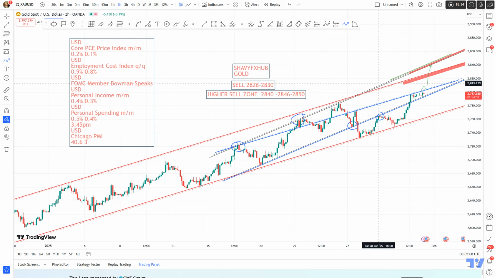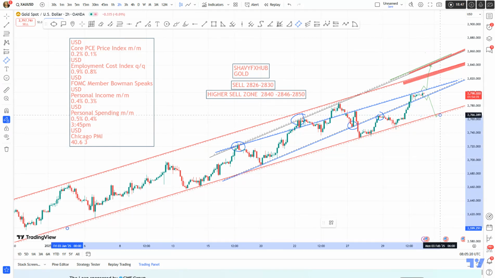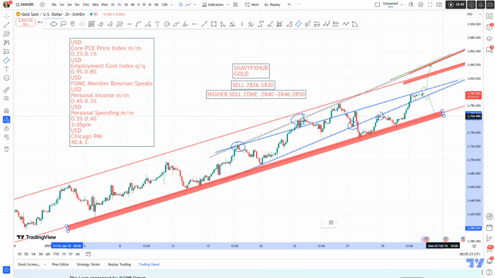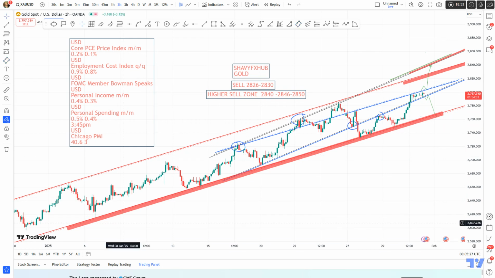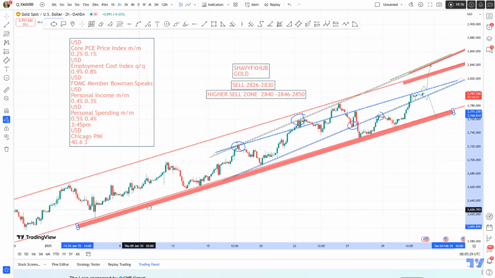Now the second one is this. If we break down from this ascending structure, you will have a retest and you will return back to the demand floor. On the demand floor, you have a whole lot of institutional buying orders waiting for you. So at this floor, set your buy order. At this level, the market is waiting for you to buy. So be very careful with these big wicks.